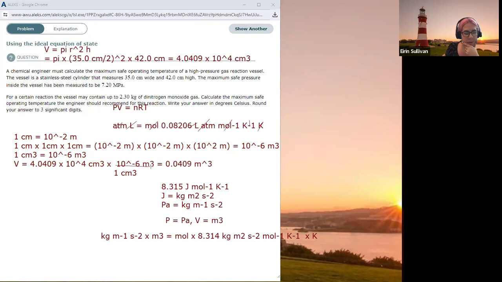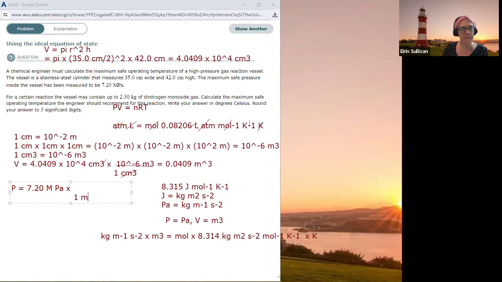Okay, so my pressure is in pascals. No, it's not, it's in megapascals. Mega is 10 to the plus 6. So the pressure is 7.20 megapascals, and we're going to want to convert that.